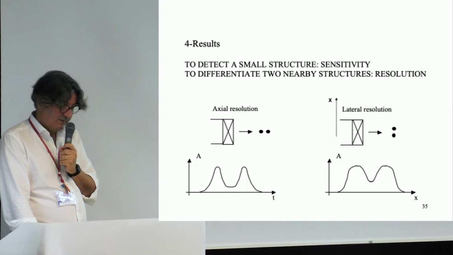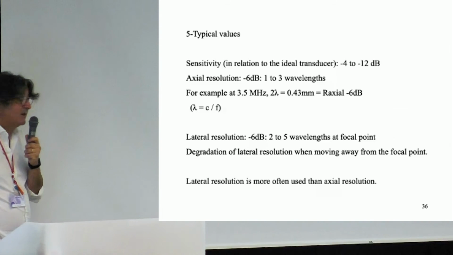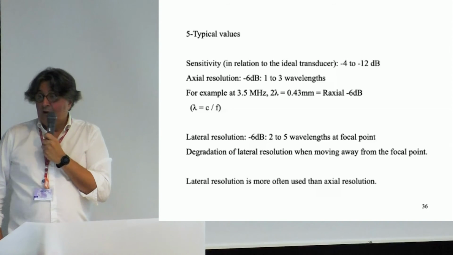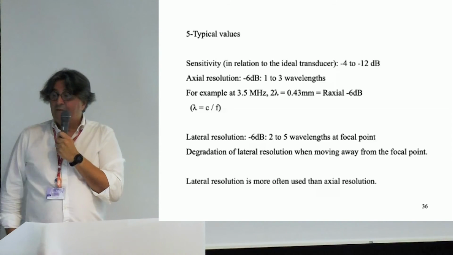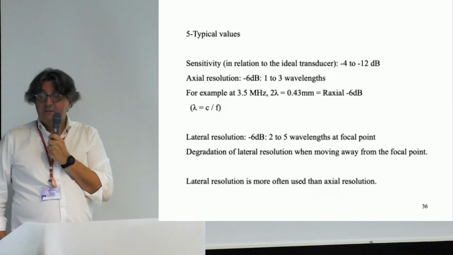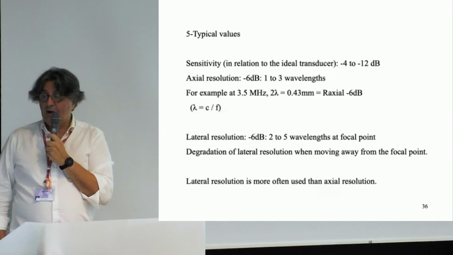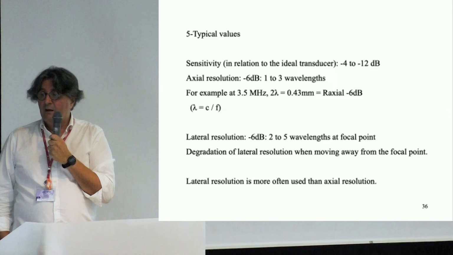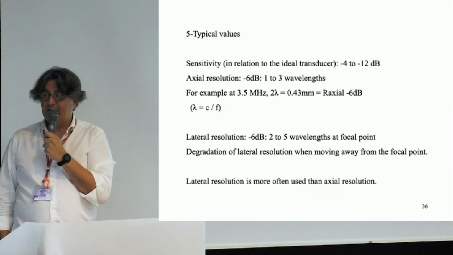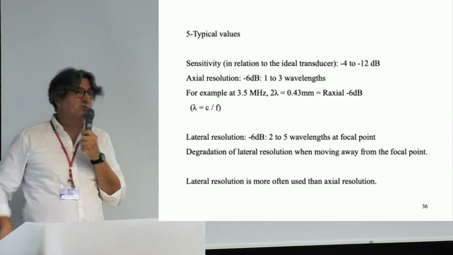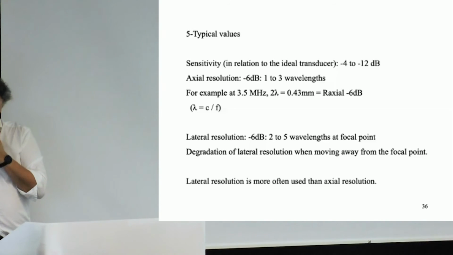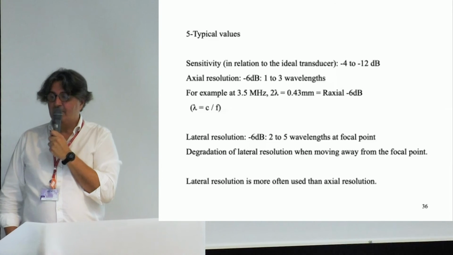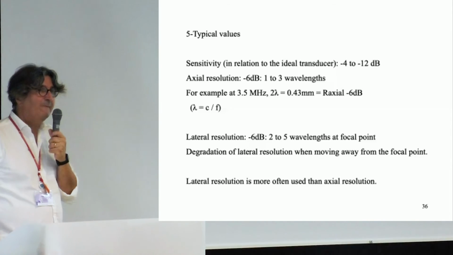That's it. So let us give some typical values for transducers. In a transducer, we typically have minus 4 to minus 12 dB sensitivity. The axial resolution is from 1 to 3 wavelengths. It means that, for instance, at 3.5 megahertz, if we say the axial resolution is 2 wavelengths, then it is 0.5 millimeters. And the lateral resolution is typically from 2 to 5 wavelengths at the focal point.